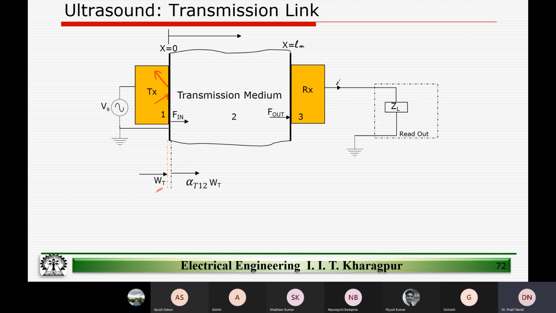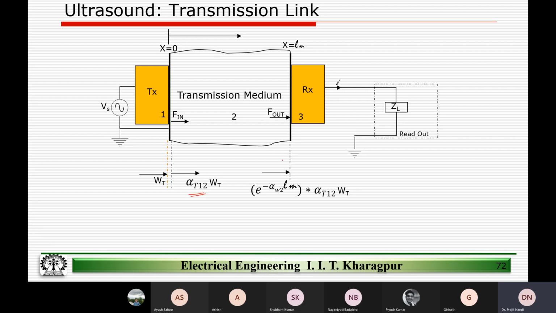And that coefficient is given by alpha r. So we are not talking of alpha r here, because finally we are interested in how much power we end up receiving at the receiver, right? That's why we are not talking of alpha r here. We are interested in alpha T12, the transmission coefficient from medium 1 to medium 2.